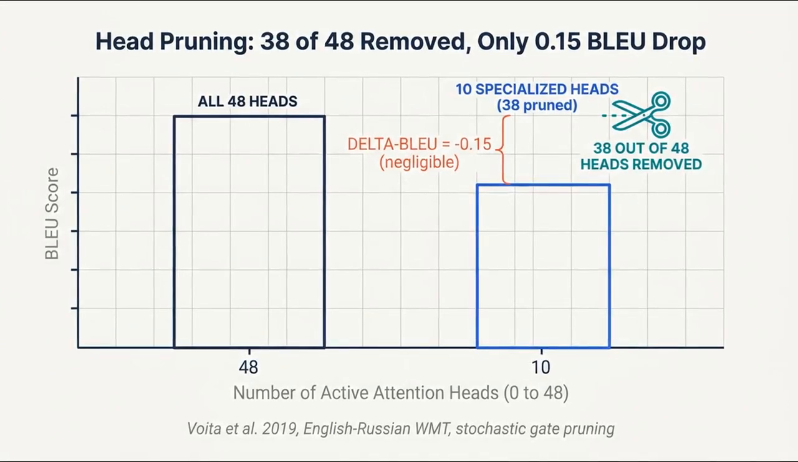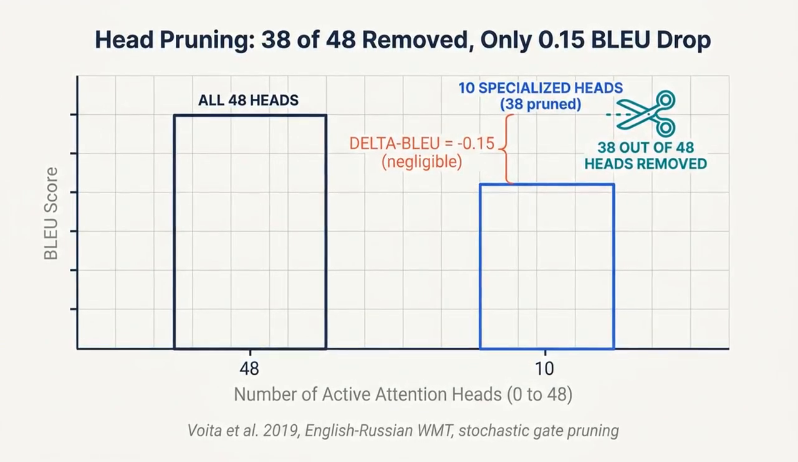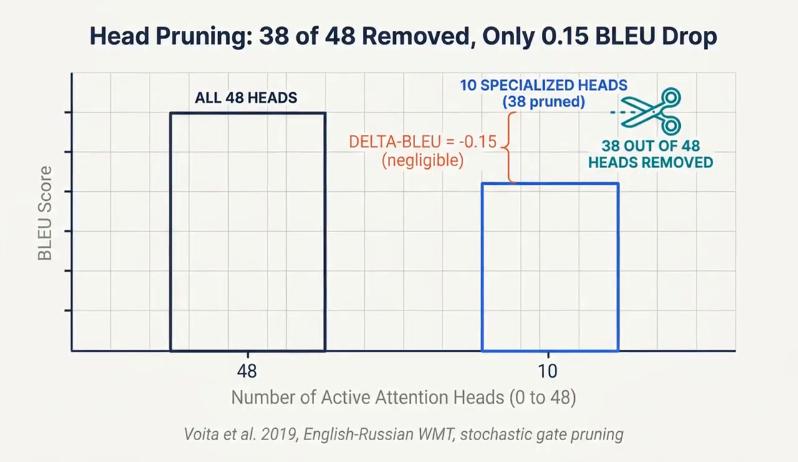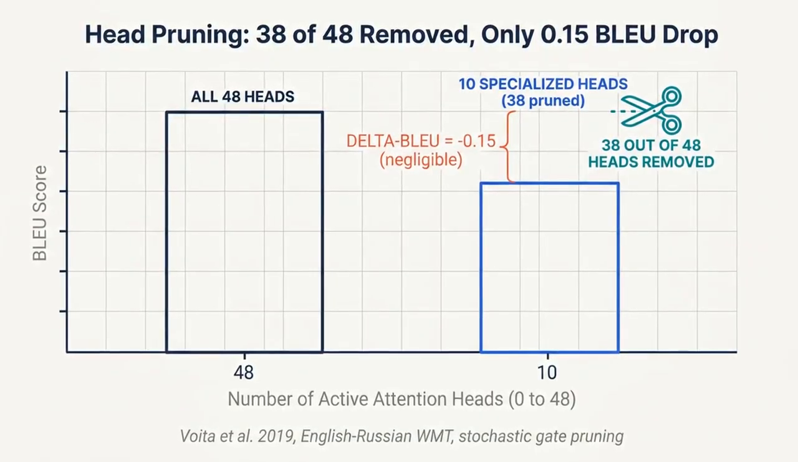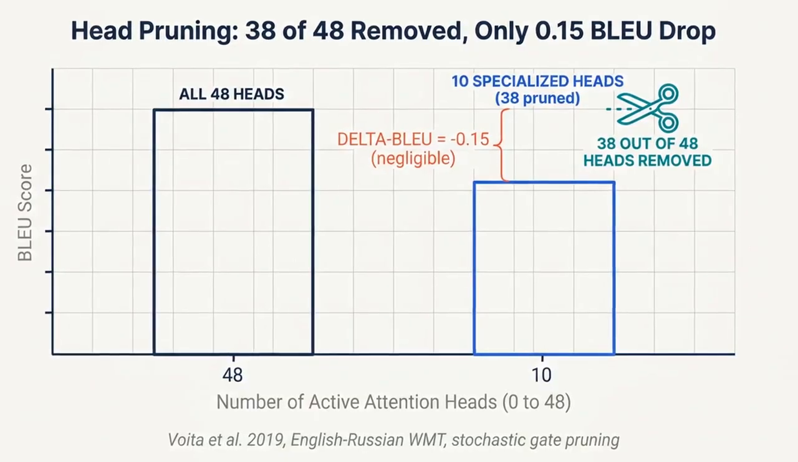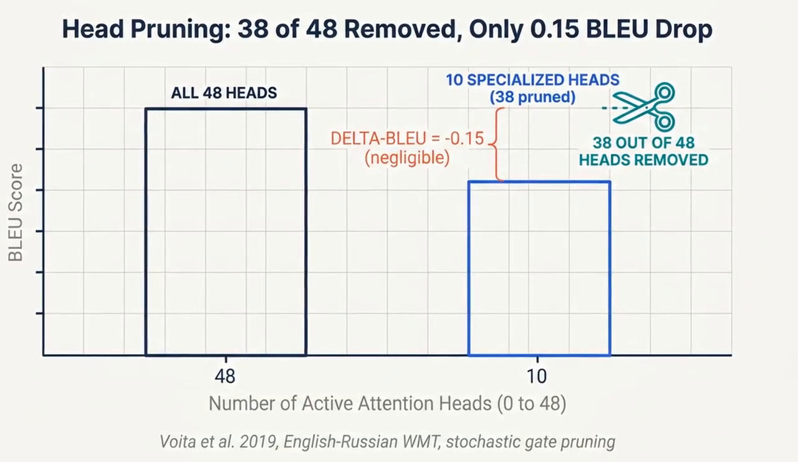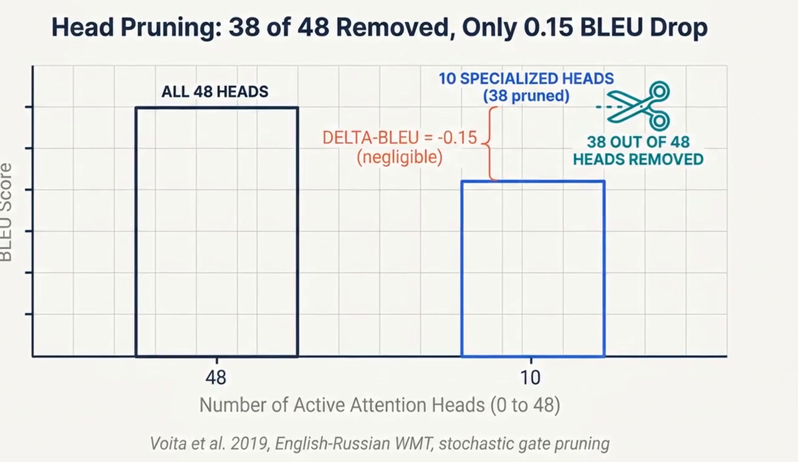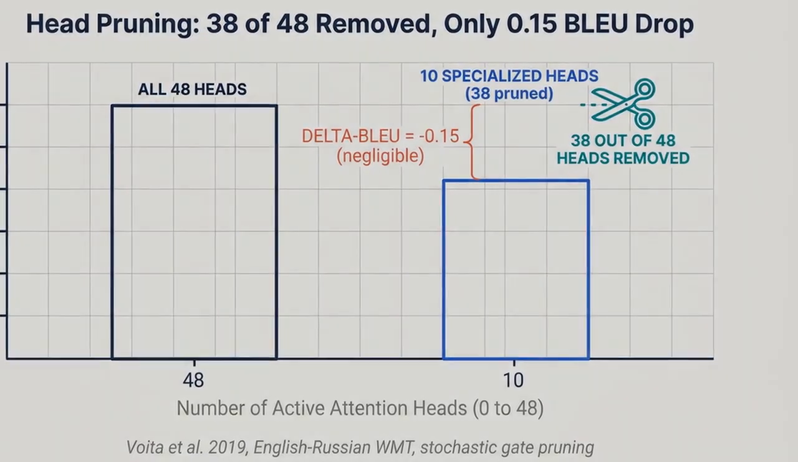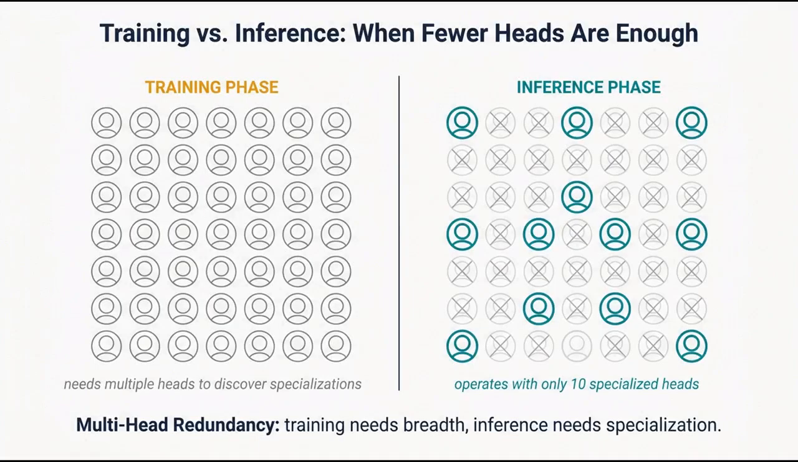In their 2019 paper, Analyzing Multi-Head Self-Attention, Voita and colleagues demonstrated that not all heads are equally important. By applying a pruning technique based on stochastic gates, they showed that 38 out of 48 attention heads in a machine translation model could be removed entirely, leaving only 10 specialized heads. This pruning resulted in a negligible drop of only 0.15 in the BLEU score, a standard metric for translation quality. This proves that, while the model needs multiple heads to discover different specializations during training, it can often operate with a much leaner set of heads once the specialization paths are established.